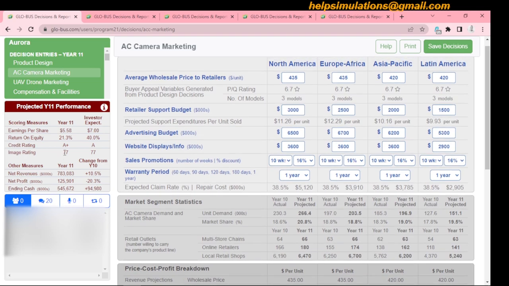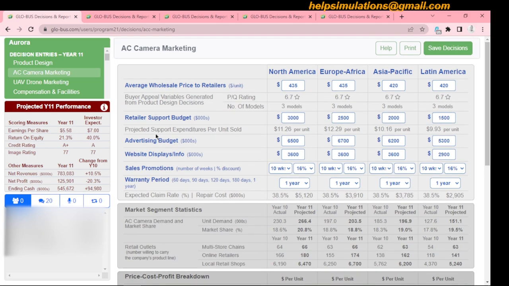You should not worry about the projected performance, because we are doing fine. Like for the net revenue, we have a positive change. For the net profit, we have a negative, but we'll change that. The ending cash, we don't need to have such a huge amount of cash in our banks, because we'll be forced to invest that. So after making all the decisions, we have to set our wholesale price.